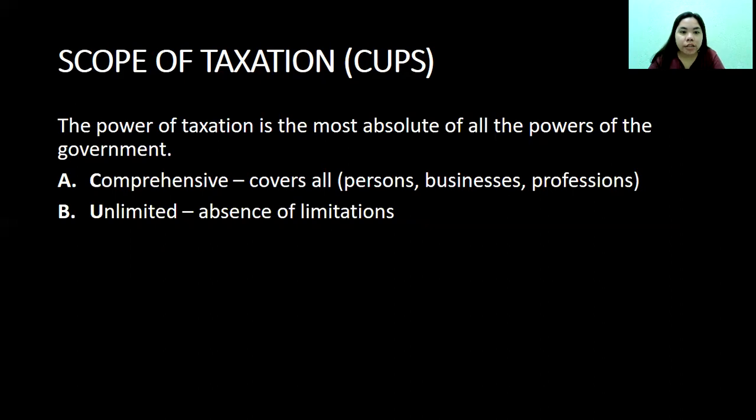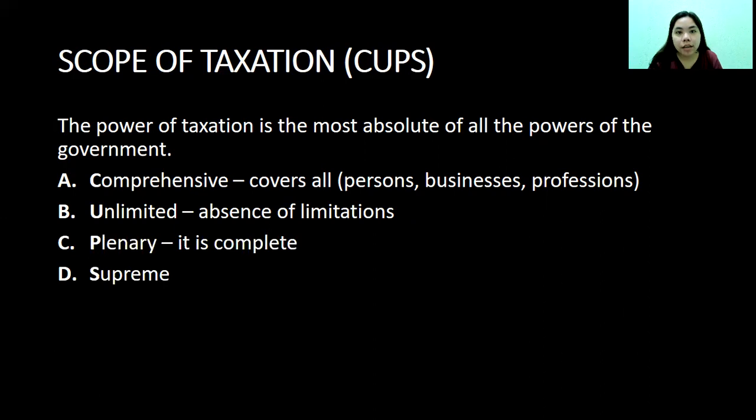Second is unlimited, so there is absence of limitation. But in our discussion further, we will have to tackle the inherent and constitutional limitations of taxation. But as presented here, one of the scope of taxation is that it is unlimited. Then third is plenary, since it is complete. So it is comprehensive, and it is the supreme, since it is the most absolute of all the powers of the government. So that's the scope of taxation. Take note of the acronym.